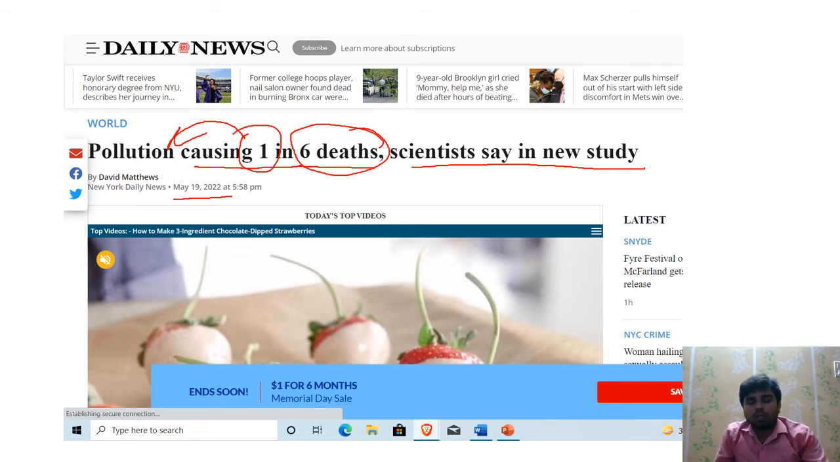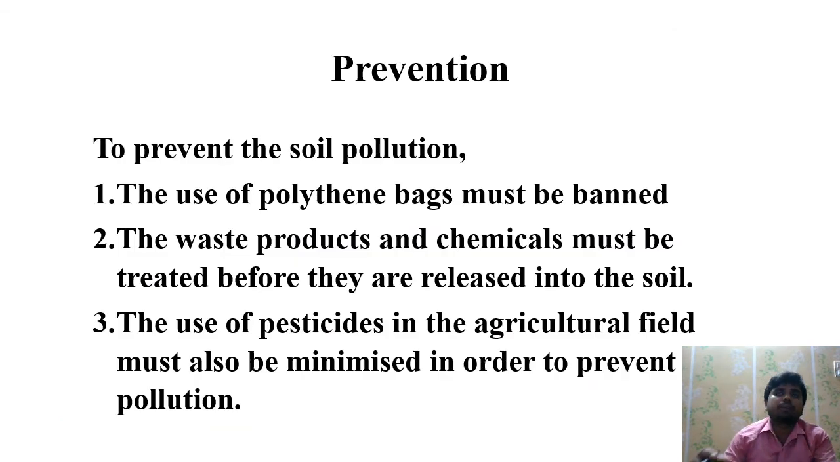So not only soil pollution, there are other pollutions: land, water, air pollution. All these pollutions are interrelated with each other. So we have to reduce them in one manner or another. Now see students, what is the prevention to reduce the soil pollution?